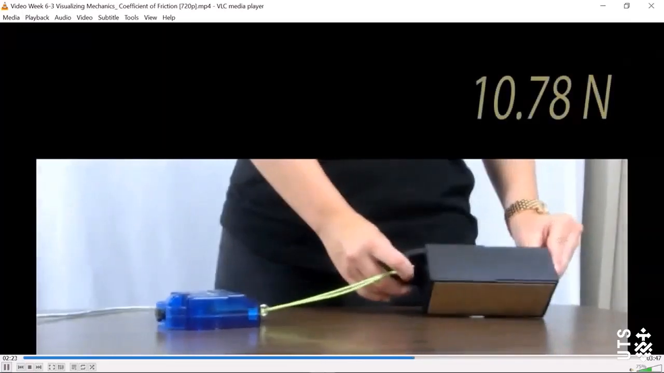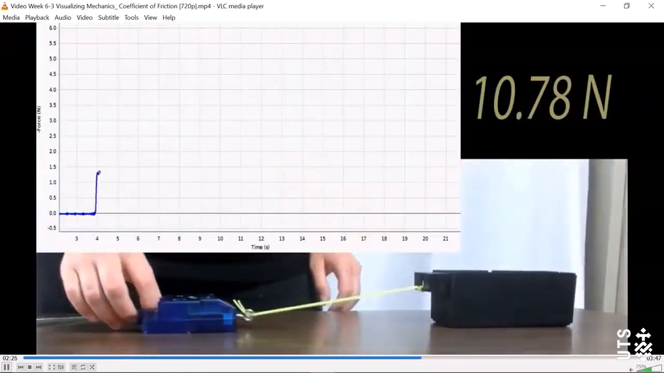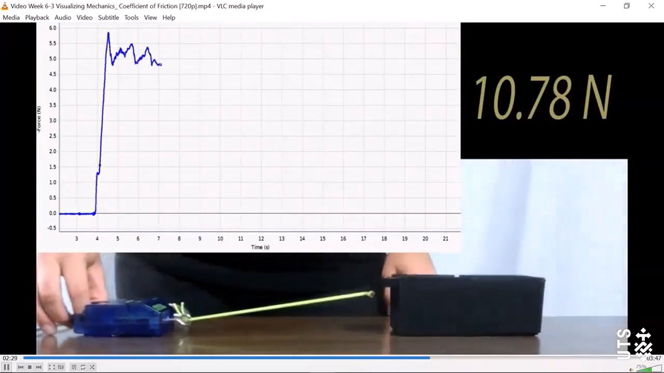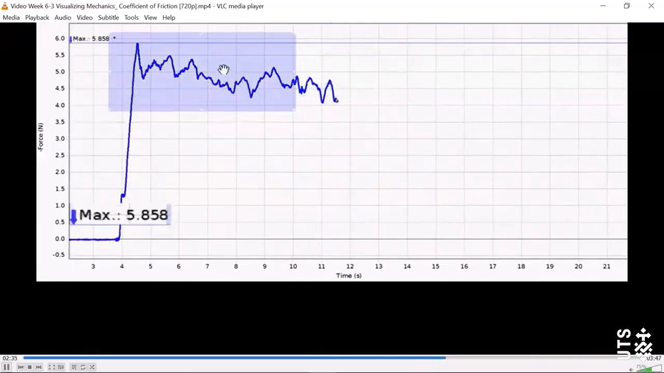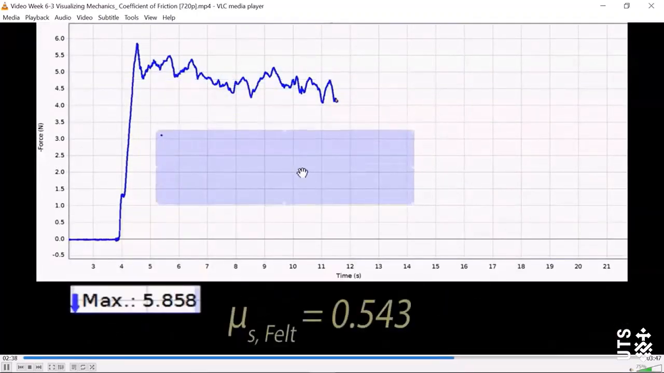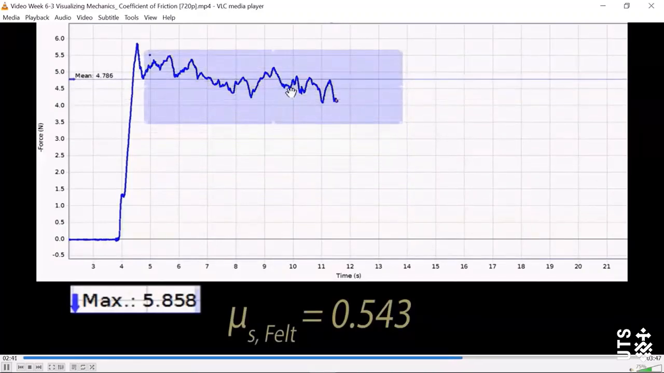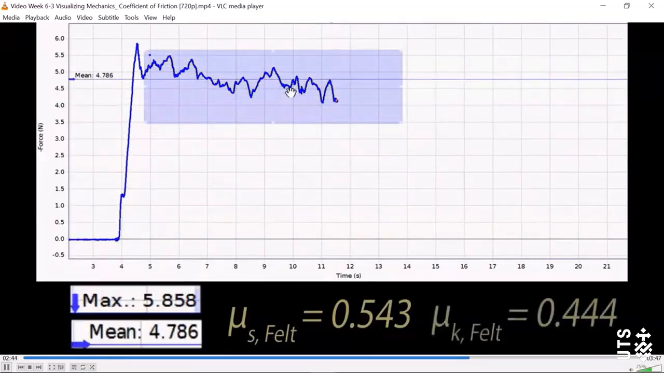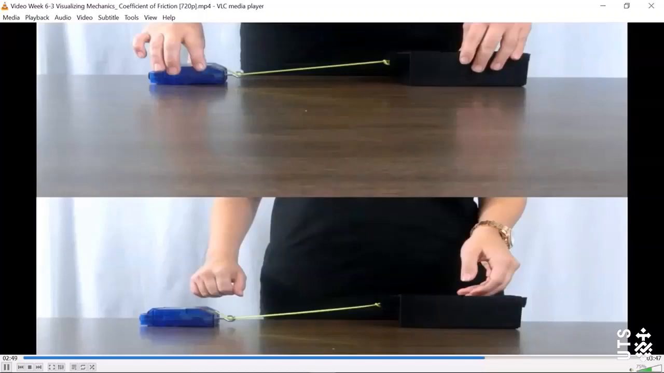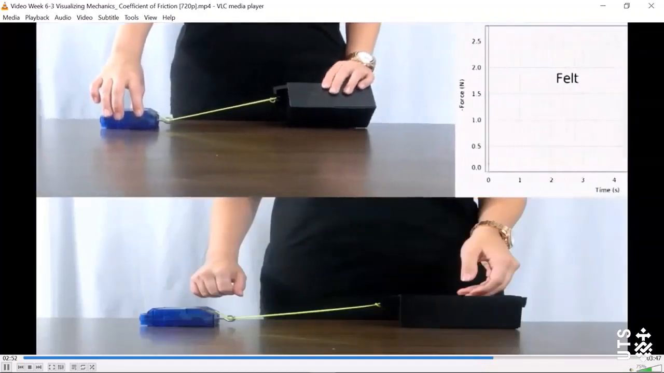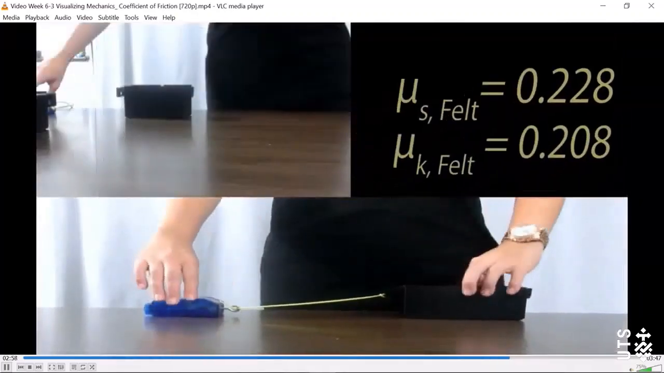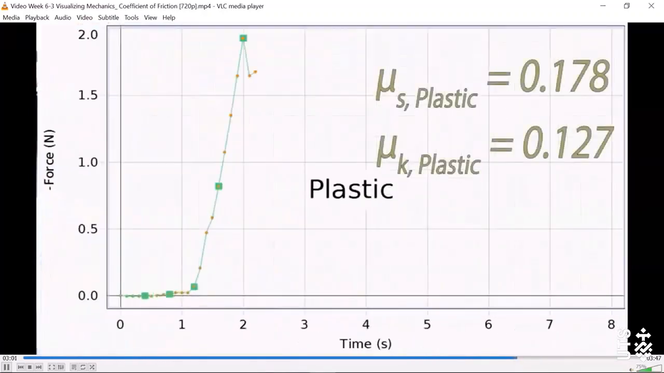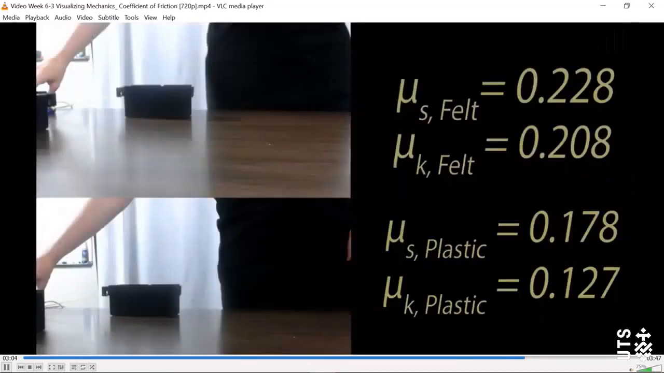Here we have our cork surface cart. The total weight of the cart is 10.78 newtons. As we pull it, we can see the amount of force generated on the graph below. Our peak force value is 5.858 newtons, so the coefficient of static friction is 0.543. The average moving force is 4.786 newtons, so the coefficient of kinetic friction is 0.444. We can do the same experiment with the felt and plastic surfaces. For the felt, the static coefficient of friction is 0.228 and the kinetic coefficient of friction is 0.208. For the plastic, the static coefficient of friction is 0.178 and the kinetic coefficient of friction is 0.127.